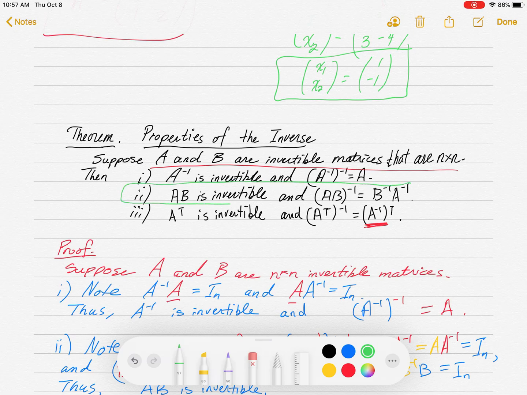So you probably want to be familiar with these properties. The one that probably shows up most here is probably the second one, which is AB's inverse is B inverse A inverse.